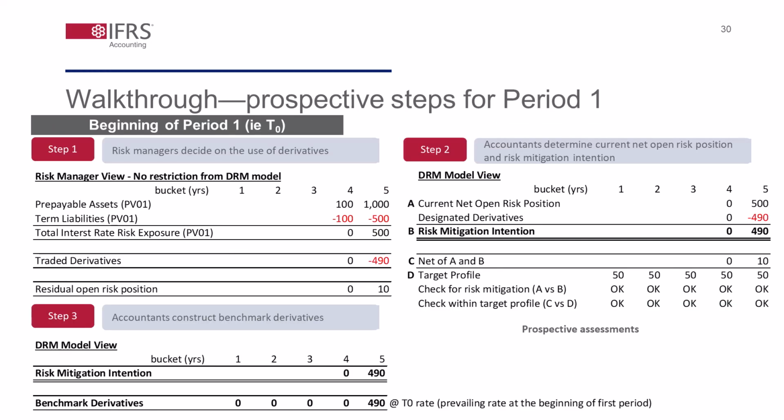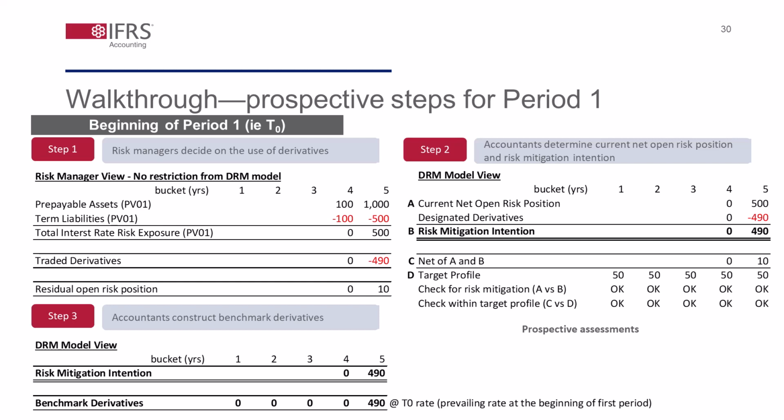Now let's look into each of the steps in a bit more detail. Step 1 is performed by risk managers as they decide the risk management actions at the beginning of the period. They would assess the overall interest rate risk per time bucket and decide to what extent they shall mitigate these risks prospectively through the use of derivatives. Their decision-making is not directly restricted by the DRM model requirements, although it may affect how the risk mitigation intention is determined later in the process.